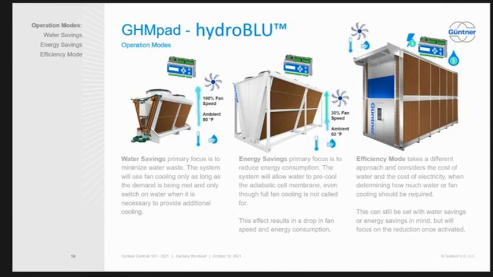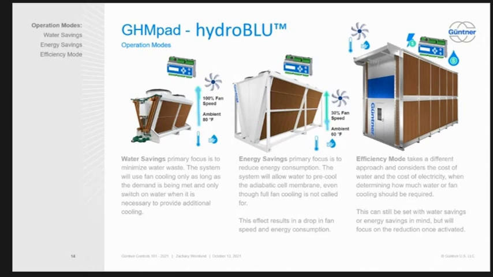That's water savings. For energy savings, we're prioritizing the fans, and we are using more water. So it's going to wait until the fans get to 30% in this example and the ambient to be 60 degrees Fahrenheit. As soon as it's 60 degrees and the fans are at 30, you're going to use more water. So you're not going to use as much energy.